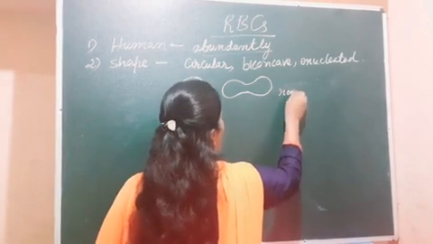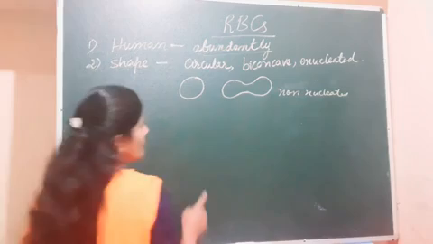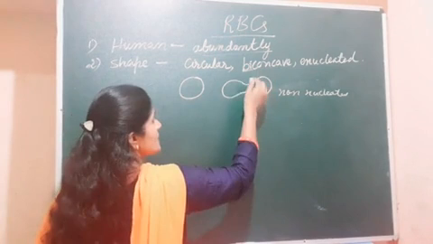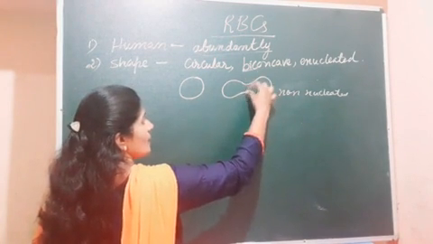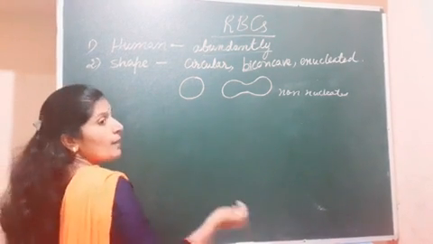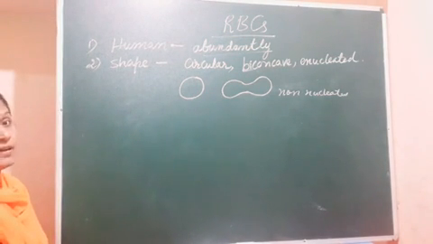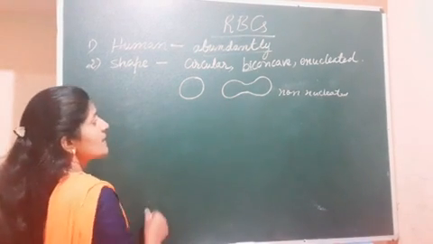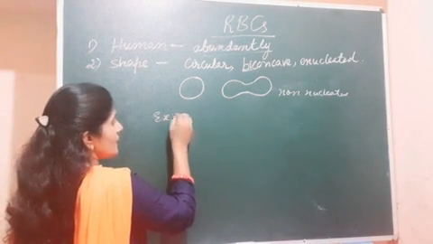They are non-nucleated. The nucleus is absent. They are circular, biconcave. Bi means two sides. This side as well as this side, both sides are concave, and they are non-nucleated. But in other organisms, they are nucleated. Only in mammals are they non-nucleated. Some exceptions are there here. Which exceptions are there?